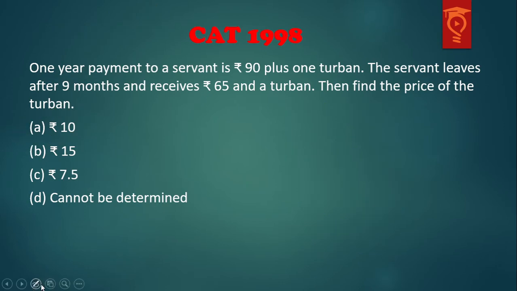Now the second method is options method. Okay, so I'll try out the options first. Since I have an idea of the answer, I am first going to try the second option, 15. So if the turban costs 15 rupees, then the sum is 105 rupees. That means in a year, the servant is going to get 105 rupees. So 12 months, 105 rupees. So that is not going to be divisible by 12 in the first place.